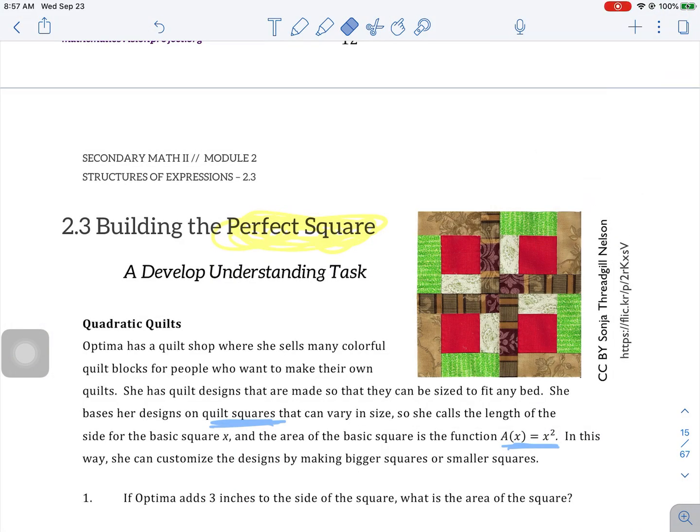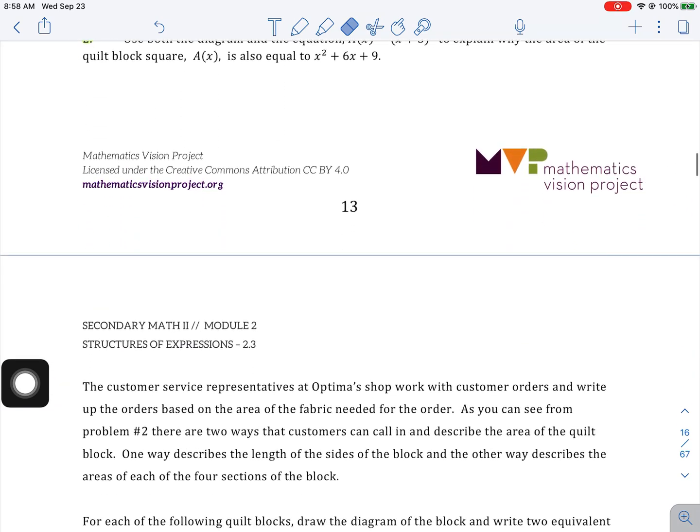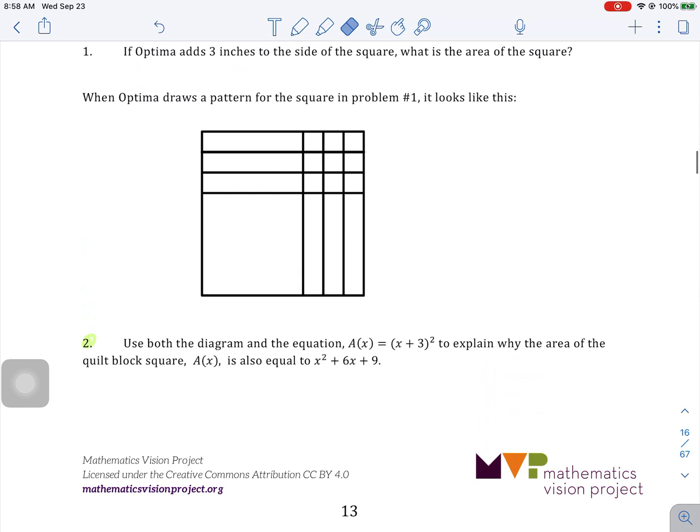Hey, welcome back everyone. We're going to look at task 2.3, and it's looking at something called the perfect square, which is a method that we use to work with quadratic equations. They're doing it from a visual standpoint, and the assumption is that all of these quilts are squares. So the side length, the base, is the same as the height, and you can express it as the area of x. This is the simplest one, would be x squared. Okay, so let's take a look at that.